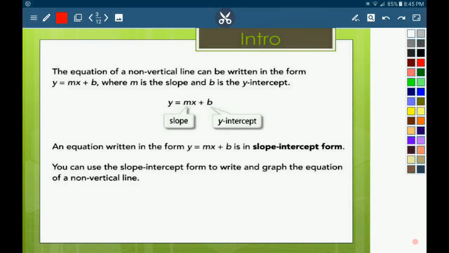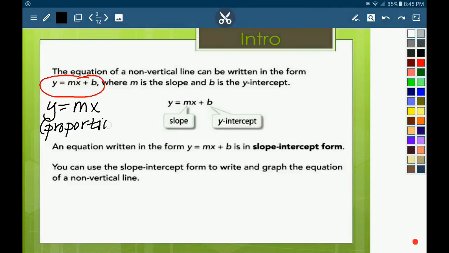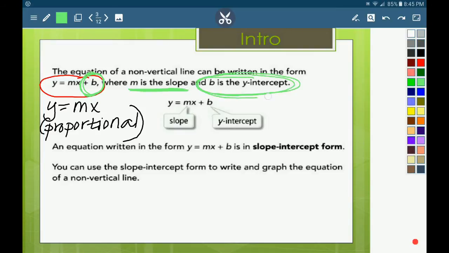It says the equation of a non-vertical line can be written in the form y equals mx plus b. That should remind you of our y equals mx, which was a proportional relationship. Now we're adding this plus b onto the end, and we're going to really focus on what that plus b means, where the m is the slope, which we should know, and b is the y-intercept. I mentioned that yesterday, so now it's part of our main idea.